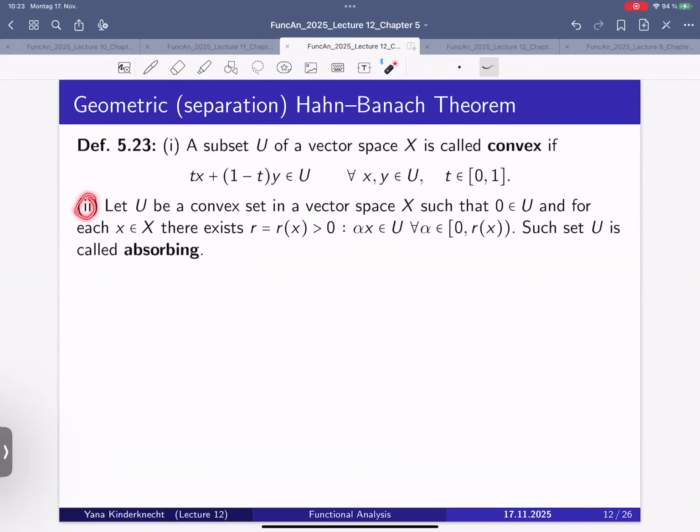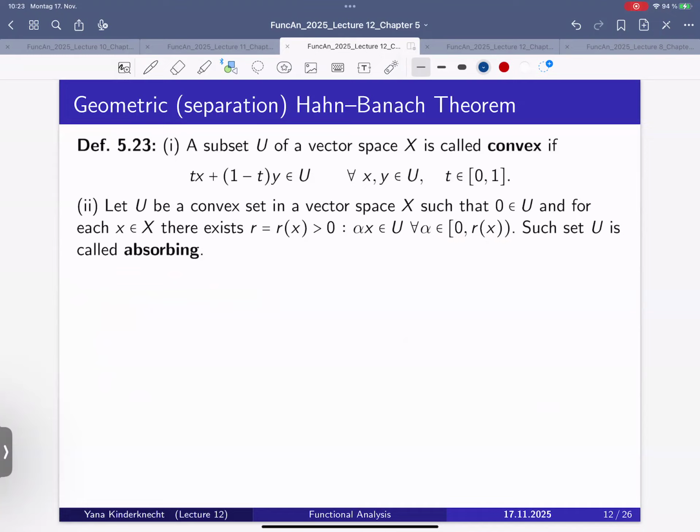Second, let U be a convex set in a vector space X such that U contains the origin and such that for each point x in X there exists a radius, a strictly positive number R_x, such that alpha x belongs to U already for all alphas between 0 and R_x. Such U is called an absorbing set. So what is it all about?